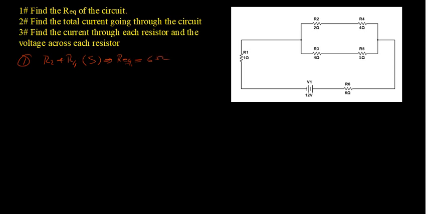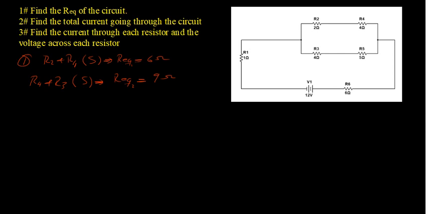Then I will have R4 with resistor 3. Again they are end to end, so they are in series, and they will give me my second equivalent, and it's going to be 9 ohm.